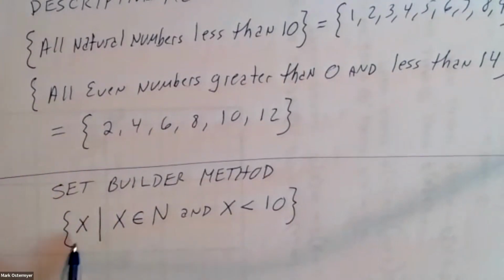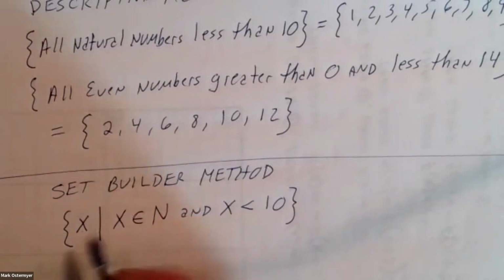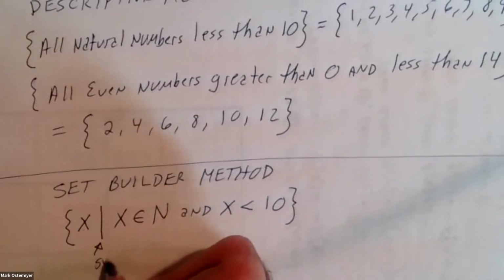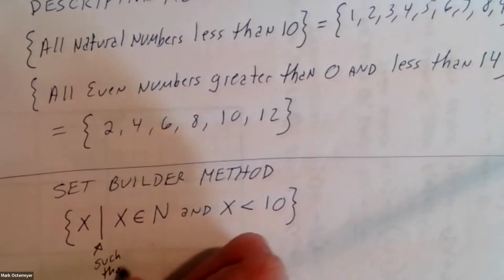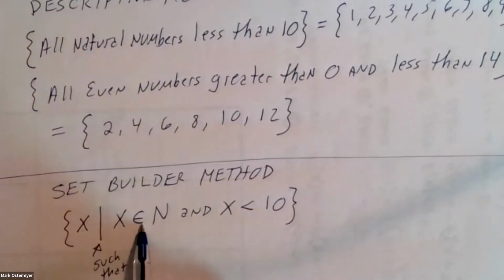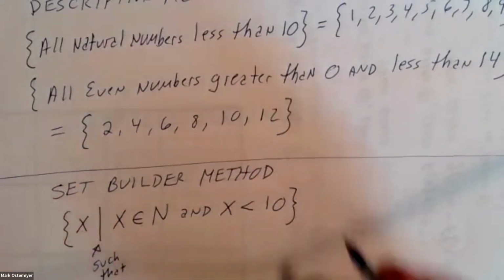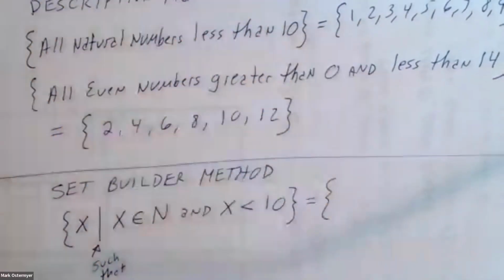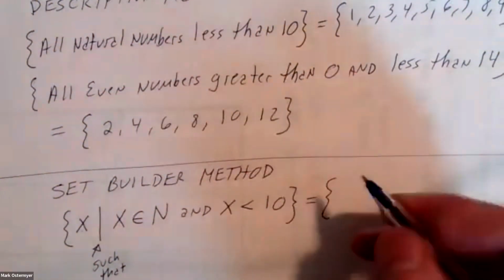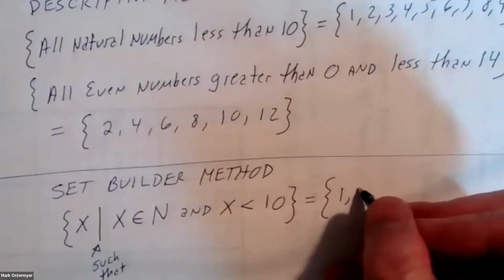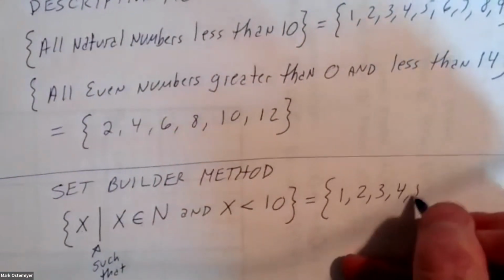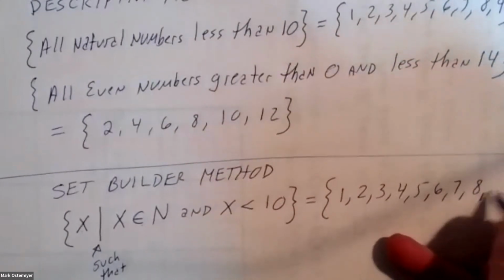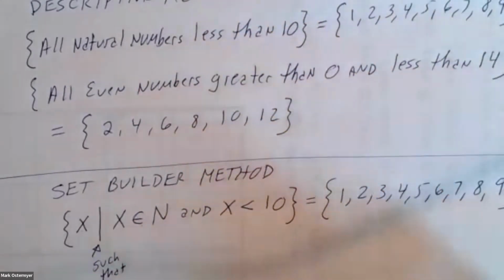Again, it's read as the set of all numbers x such that, this vertical bar means the phrase such that, our number x has to belong to the set of natural numbers or counting numbers, and must be less than 10. So roster notationally speaking, this set would consist of what? The elements 1, 2, 3, 4, 5, 6, 7, 8, 9.